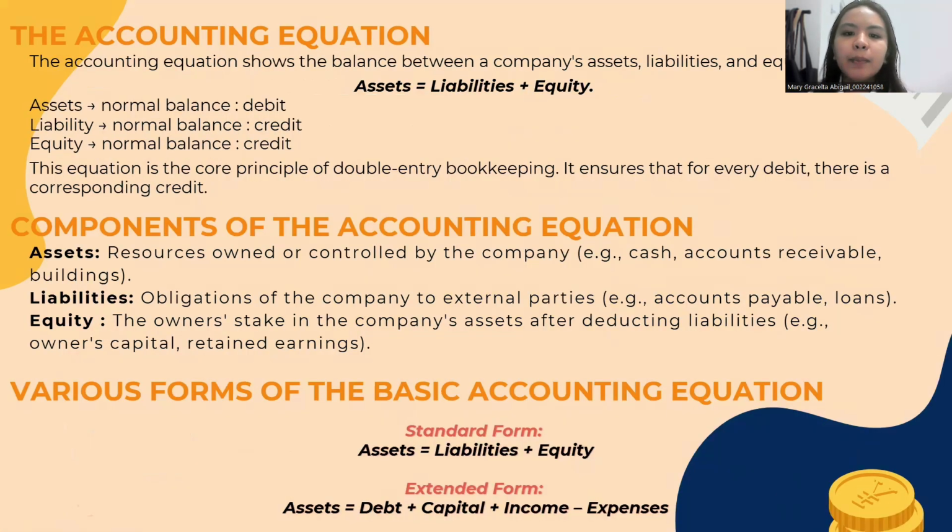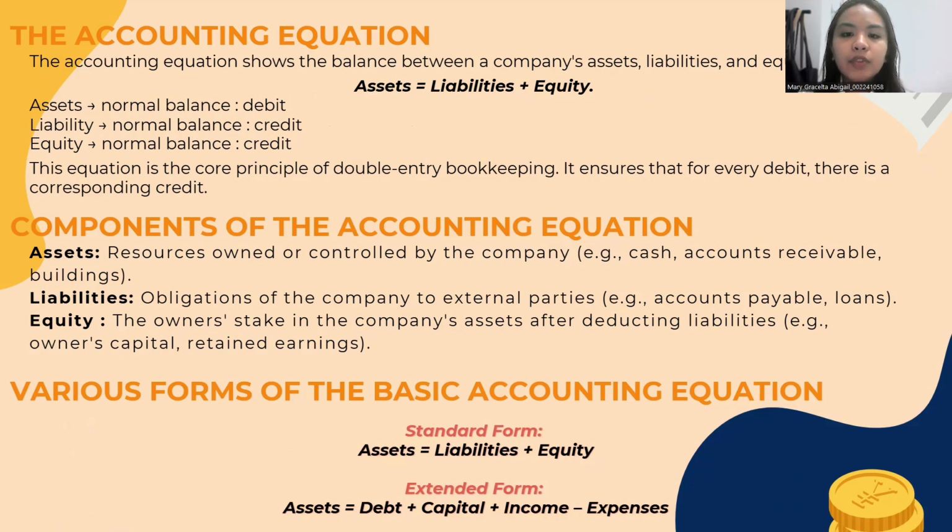Now, I will explain the points contained in the findings results. 1. The accounting equation. The accounting equation shows the balance between a company's assets, liabilities, and equity. Assets are equal to liabilities plus equity. Assets, the normal balance is debit. Liabilities, the normal balance is credit. Equity, the normal balance is credit. This equation is the core principle of double entry bookkeeping. It ensures that for every debit, there is a corresponding credit.